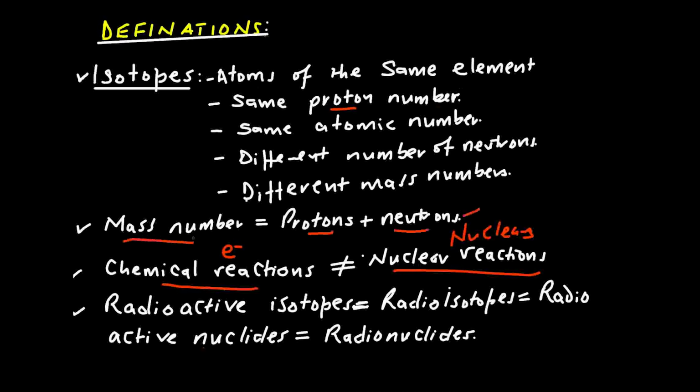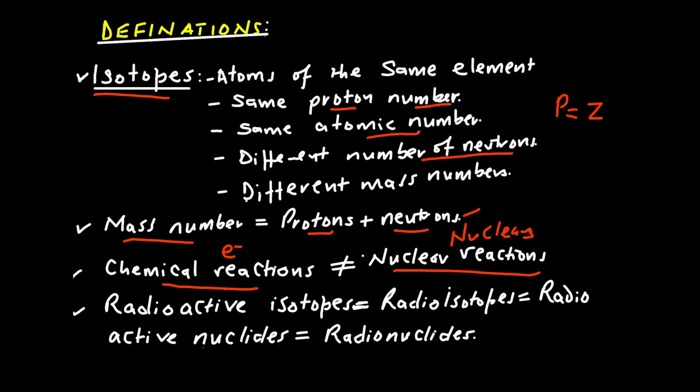Some atoms have different masses but have the same number of protons. They are referred to as isotopes. Isotopes are hence atoms that have the same number of protons but different number of neutrons. And since protons equal the atomic number, this gives us the proton number as the same as the atomic number.